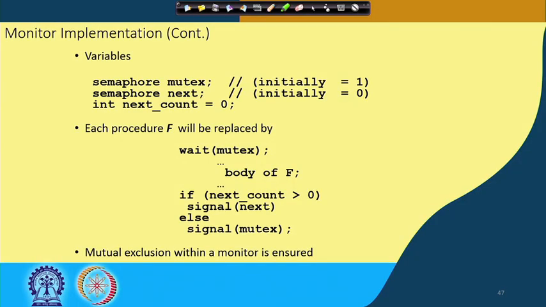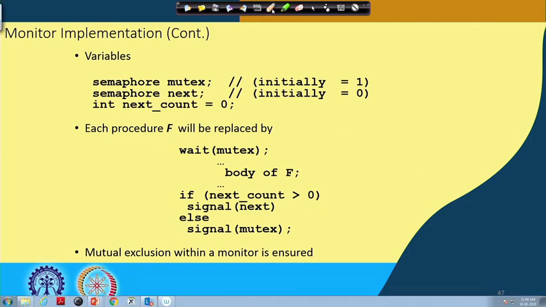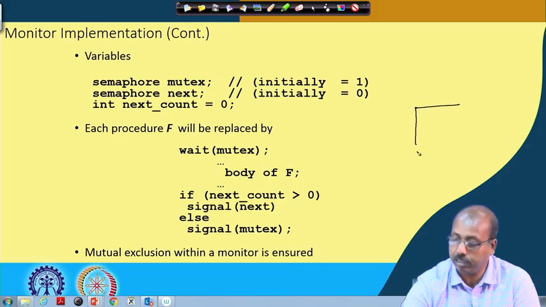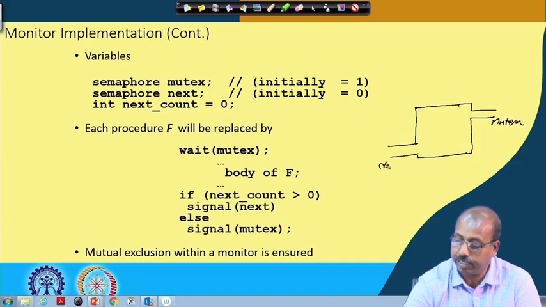The monitor implementation that we were looking into. We have seen that there are two gates. One gate was the mutex gate, and the other gate was the next gate. So, this is the mutex gate and this is the next gate.